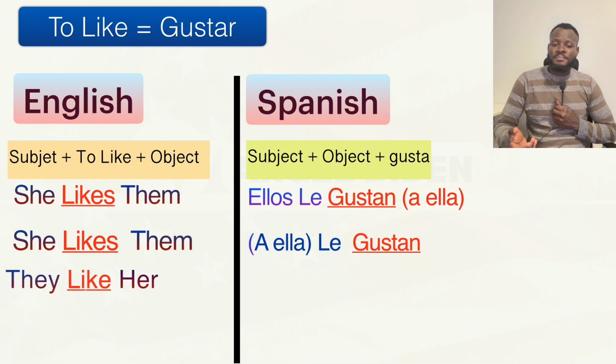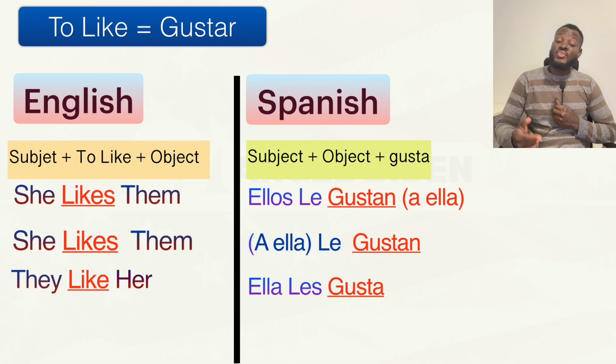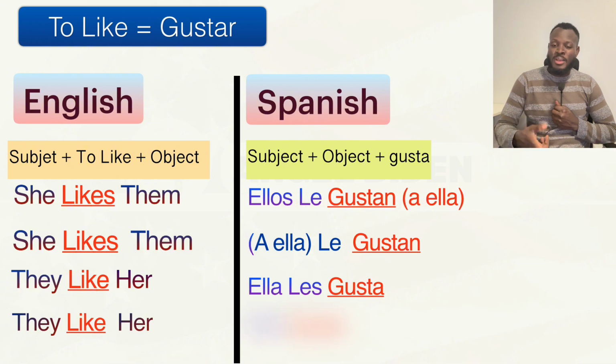Okay, now let's flip it around. They like her. Ella les gusta. Ella is subject. Ella les gusta. Muy bien. Now, let's just remove the subject, the personal pronoun for subject, to make it shorter, or even easier, or even cool. So we just have les gusta, because we just drop that ella. Yes, so we have les gusta. You sound more natural. Les gusta.